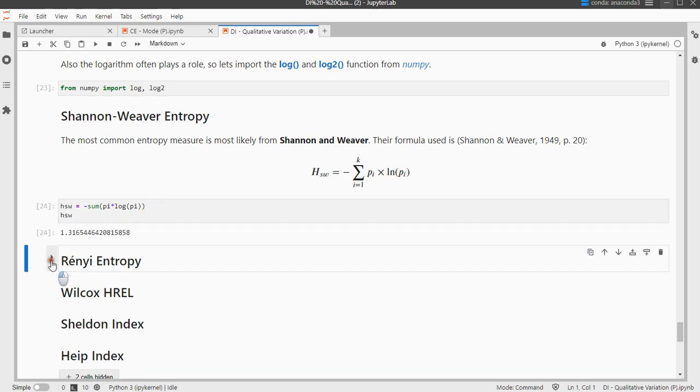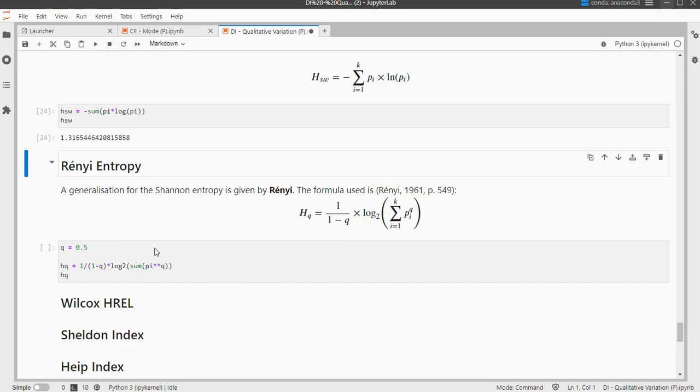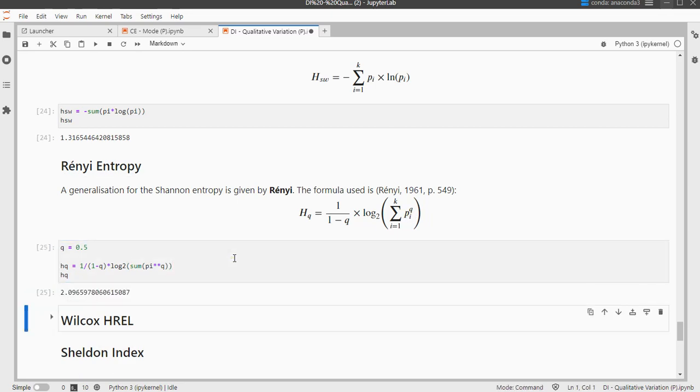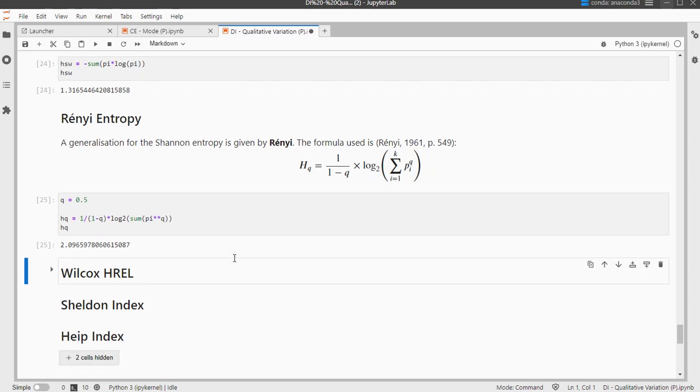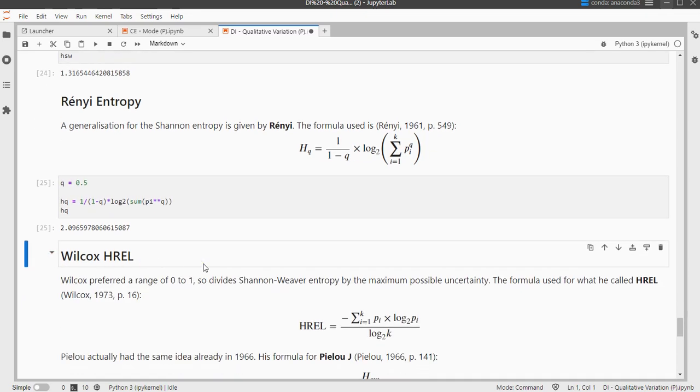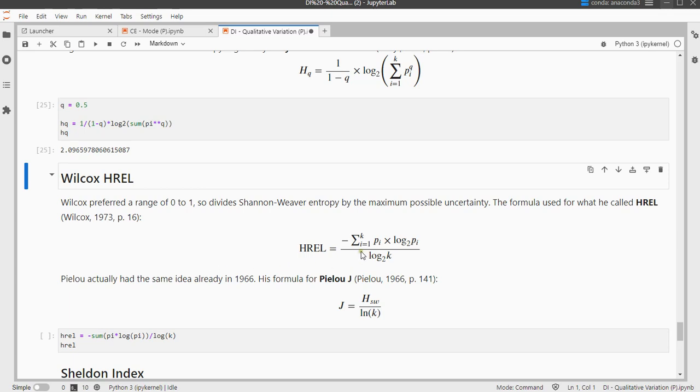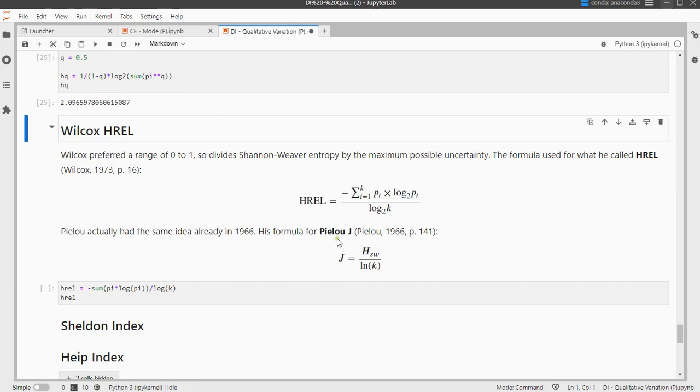There we go. Then we have Renyi entropy using log base 2, and it's actually raising the proportions to a particular power. So let's do that, and we then get 2.09. Wilcox H Rel also uses this. Again, the proportions times the log 2 of the proportions, sum those and divide them by the log of k. This will actually give the same result as Pielou J, which uses the Shannon-Weaver entropy and divides that by the natural logarithm of k.